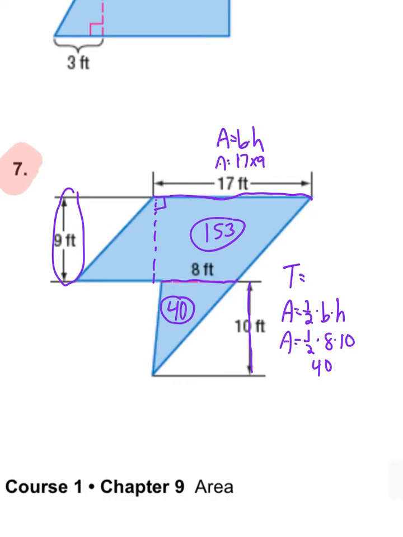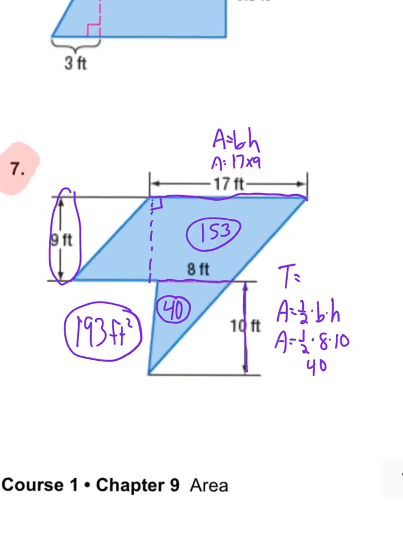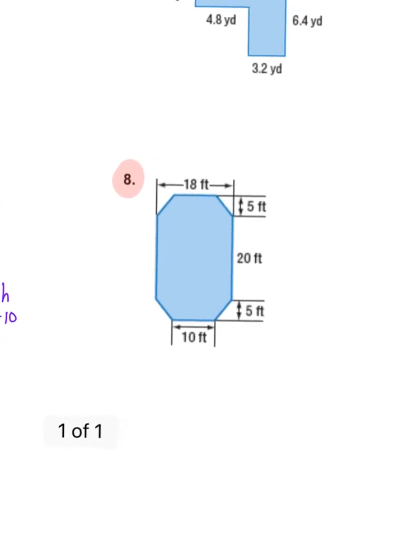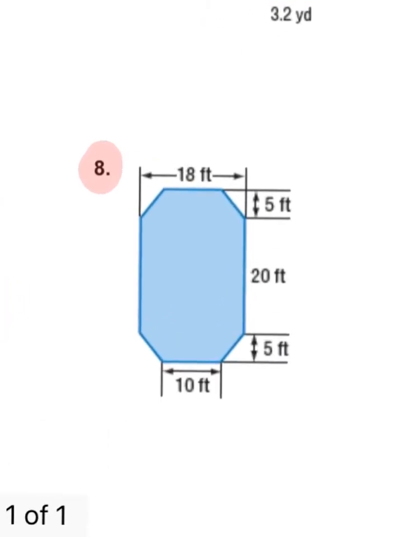So the last thing we need to do is add those two areas up, the parallelogram plus the triangle, and you get 193 square feet. Okay, 3 down, 1 to go. All right, last one is this one here.